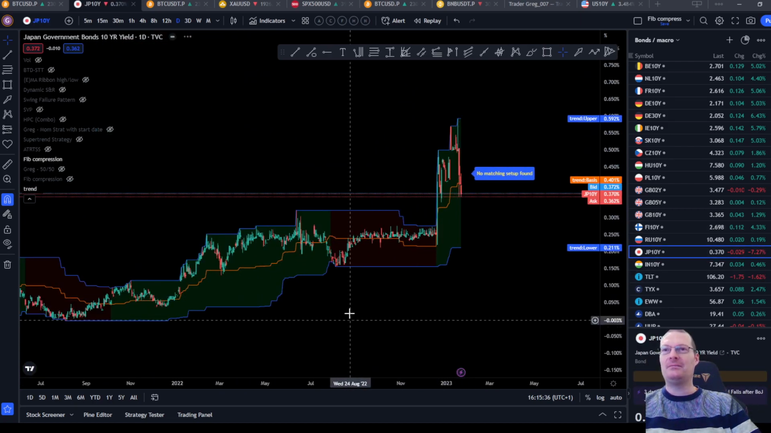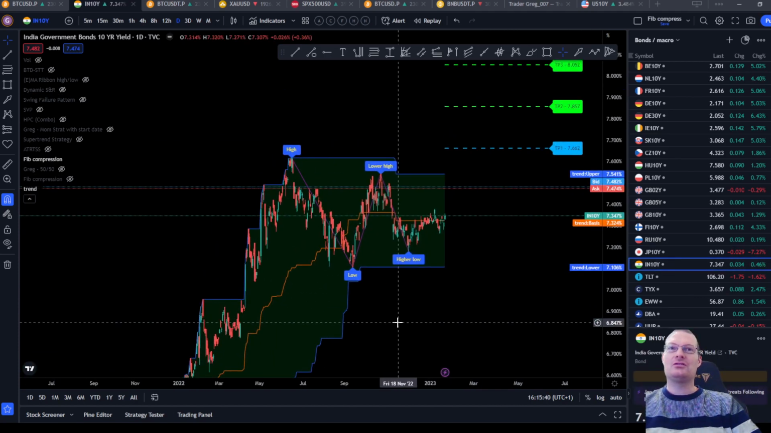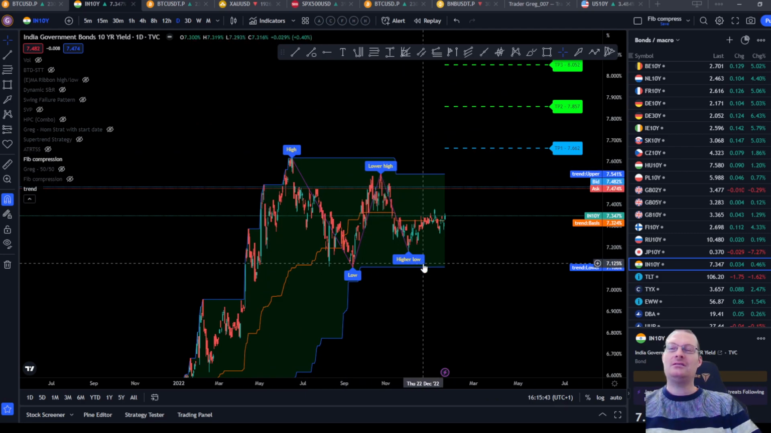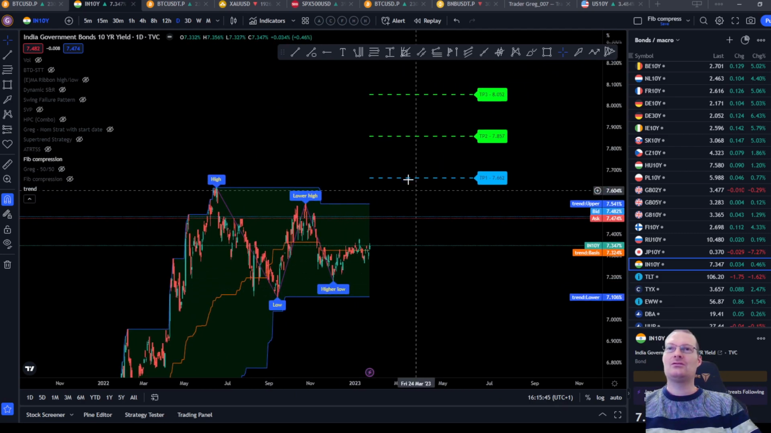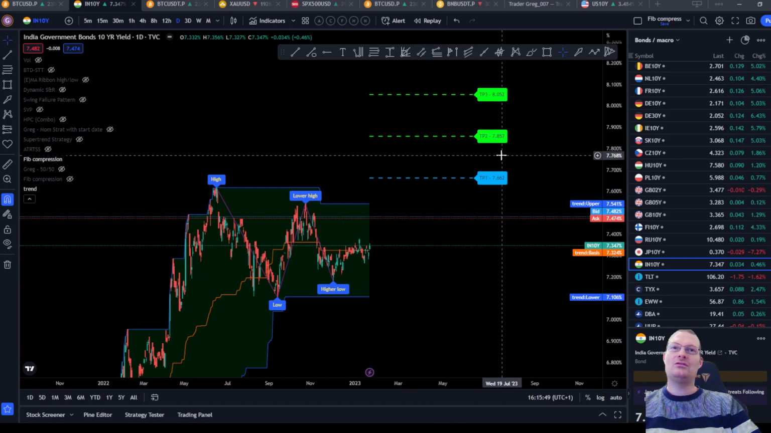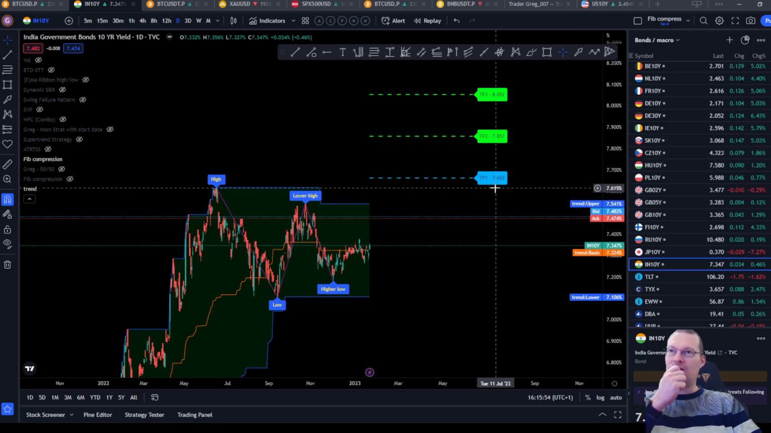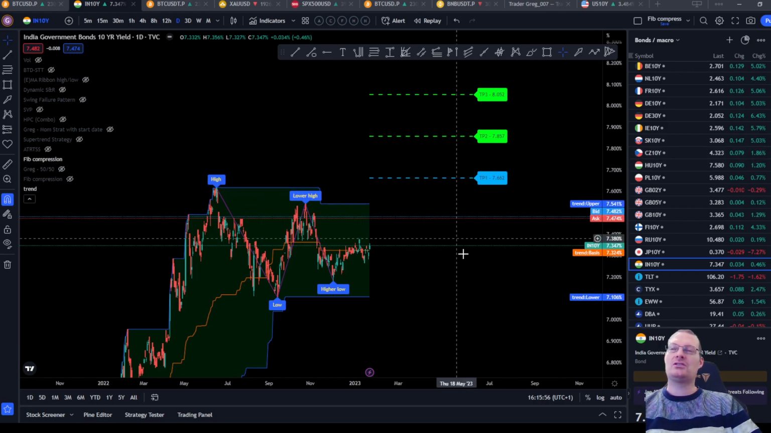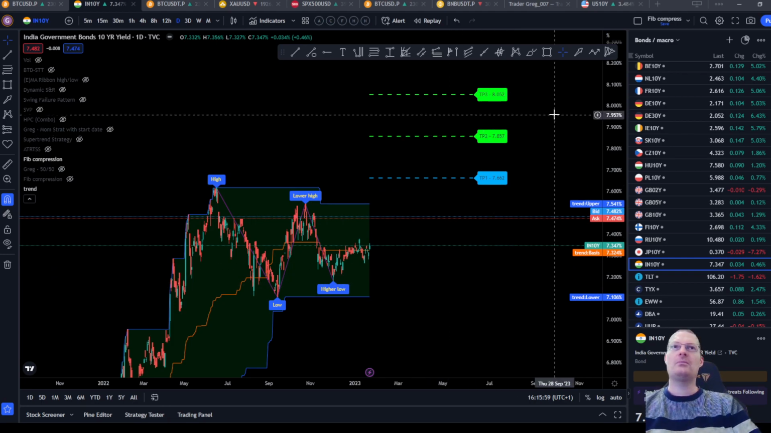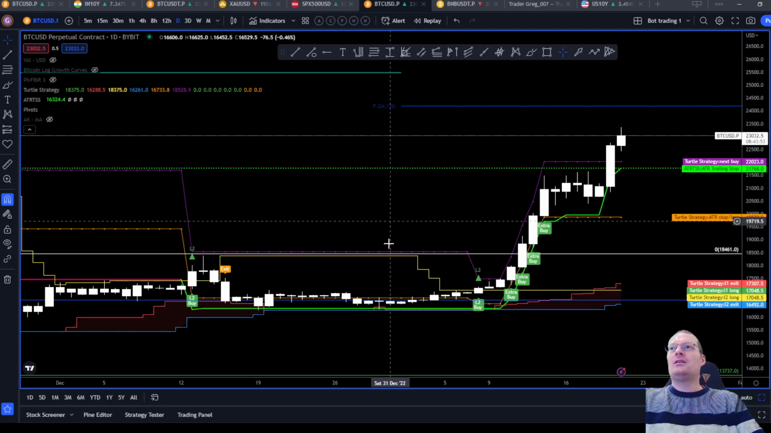Okay, Japan. We all know what's going on there. Also, India. So here targets to the upside, 7.8 to the 8 range. So I think the bond market is the one to watch from now on as well. Okay, let's go to the general overview again.